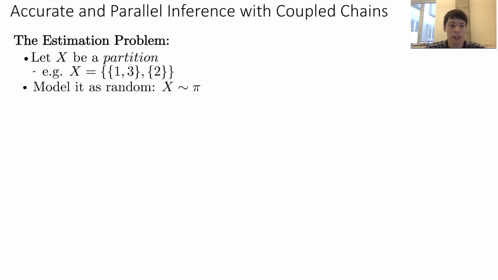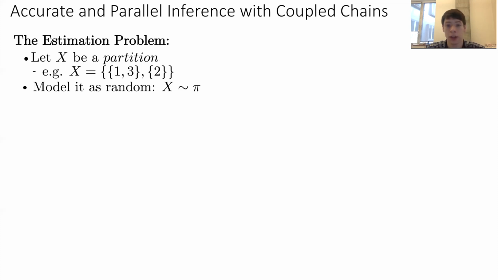To line up the technical problem that we solve, I'm going to first introduce some notation. We're going to let X be a partition of the data. For example, if we have 3 data points, this could be the set {1, 3}, as well as just the set {2}. We're going to take a Bayesian approach and model this unknown partition as random with some distribution pi, which for these examples might be the posterior distribution, say, after we see the edges in the network or the expression levels of each cell.